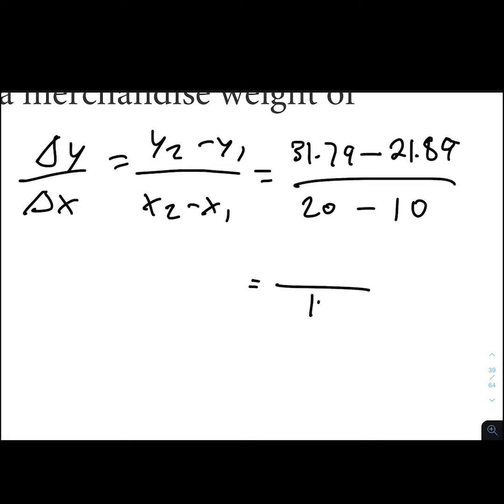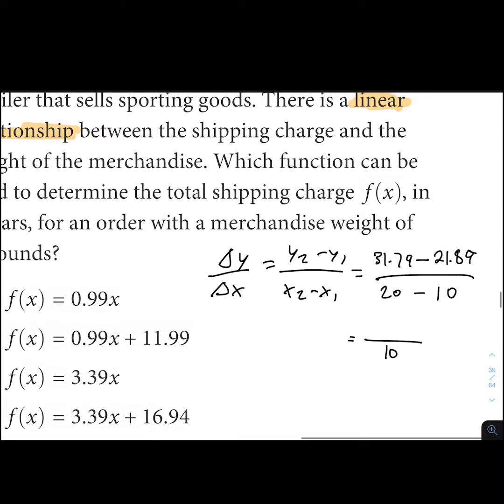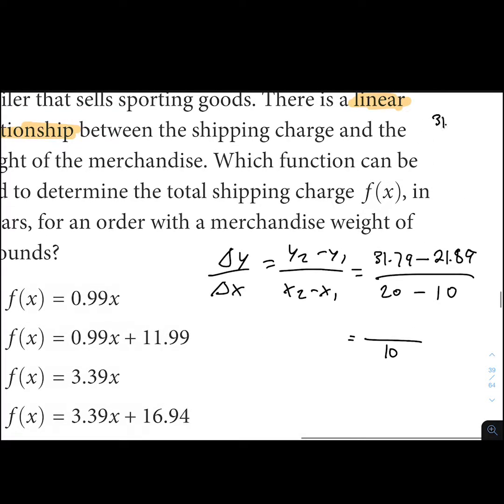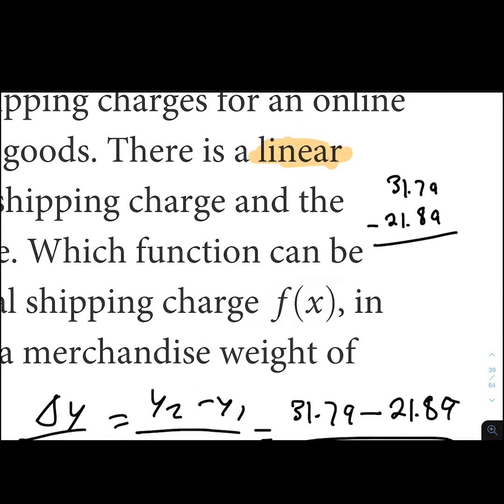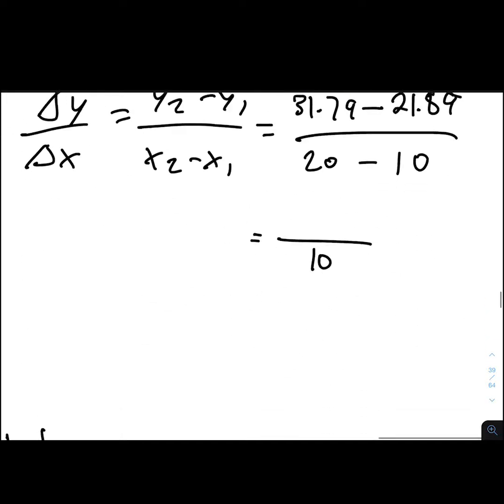So I know on the bottom it's now going to be 10. On top, 31.79 minus 21.89. If you haven't done subtraction by hand in a while, I know. So try your best. 9.90 over 10.